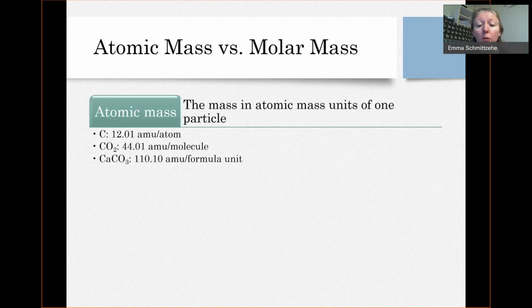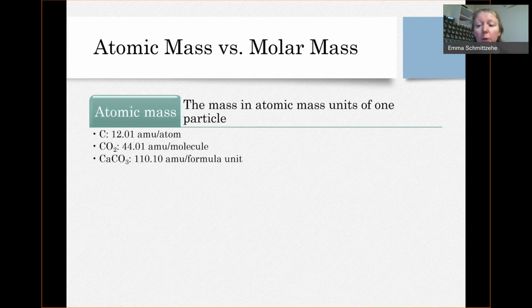Okay, so those particles, most commonly we focus on atoms, molecules, and formula units. You could also talk about, say, ions, if you wanted to. Now, where did these values come from? Well, these values came from the periodic table. So you look at the periodic table, and you can find the average atomic mass.